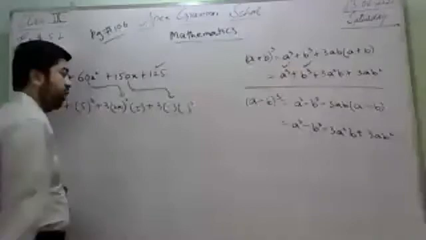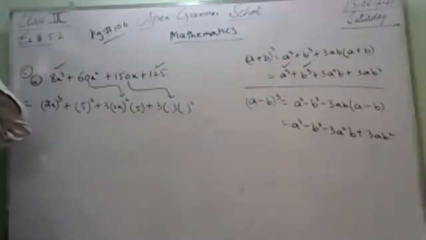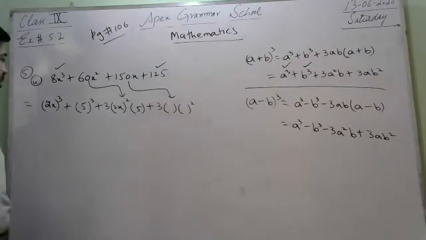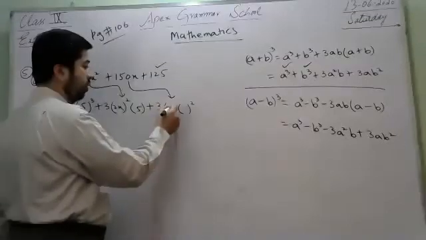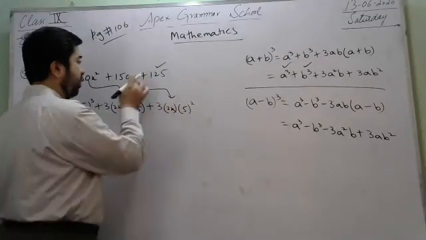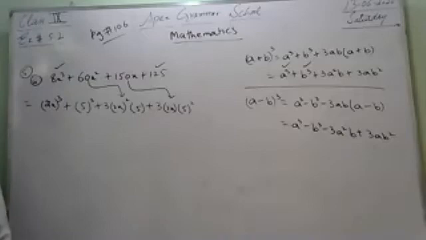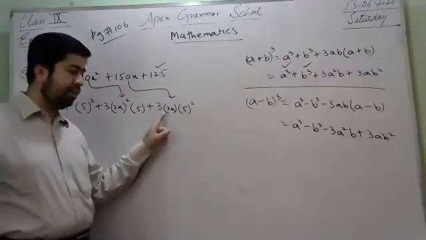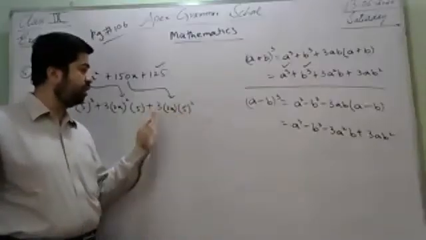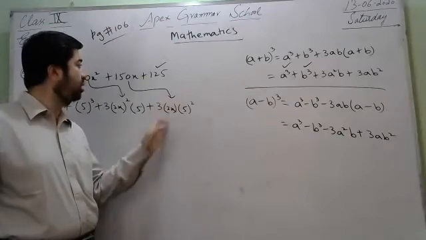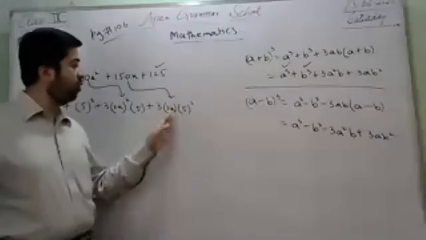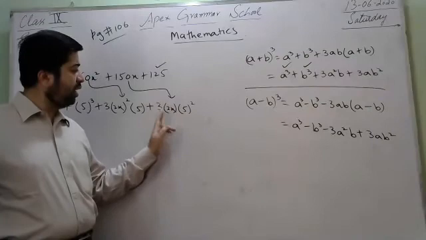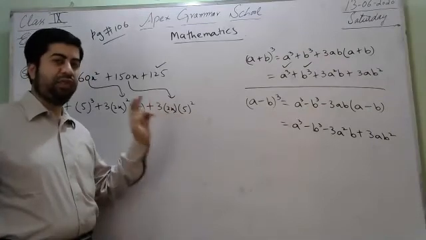And now the other term, that is 150x. Now you have to verify this 150x also. So the value of a is 2x and the value of b is 5. Now verify whether it is 150x or not. 3 times 2 is 6. 5 square is 25. 6 multiplied by 25, that is 150. So 150, and with multiplication of x, it is 150x.